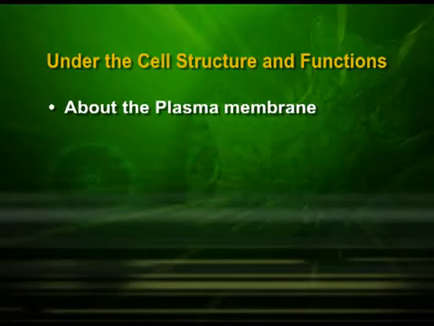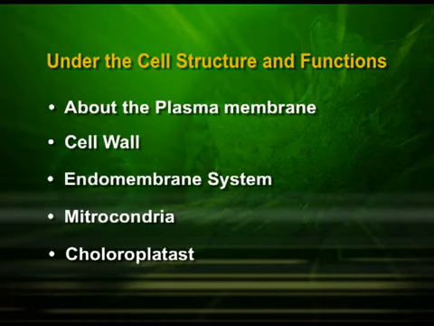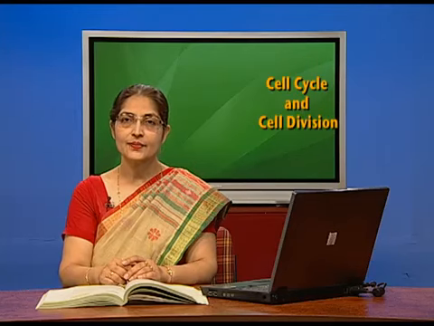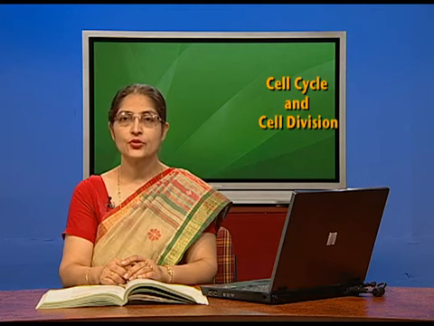Today we have discussed the plasma membrane, cell wall, the endomembrane system, the mitochondria and the chloroplast. In the next episode, we shall learn about some more cytoplasmic organelles of the eukaryotic cell.